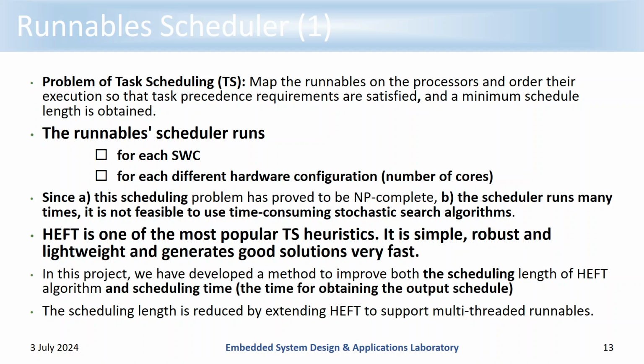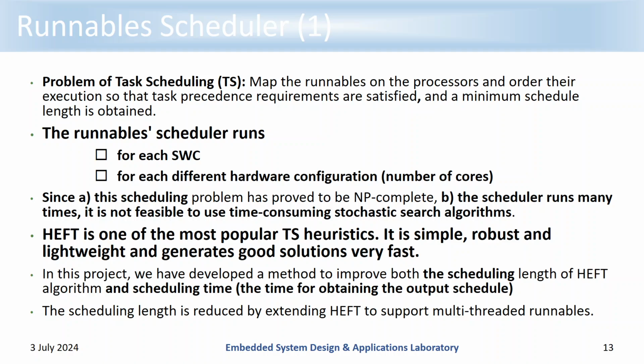Since A, this scheduling problem has been proved to be NP-complete, and B, the scheduler runs many times, it is not feasible to use time-consuming stochastic search algorithms, therefore we need to use a low complexity heuristic in this case. Such an example is HEFT, which is used in this project and is one of the most efficient list scheduling heuristics in terms of make-span and robustness.